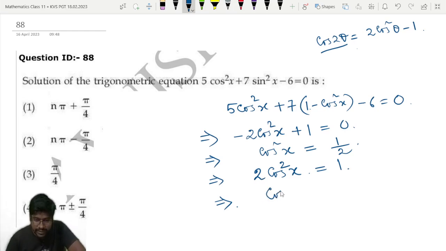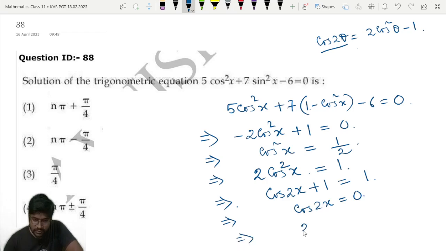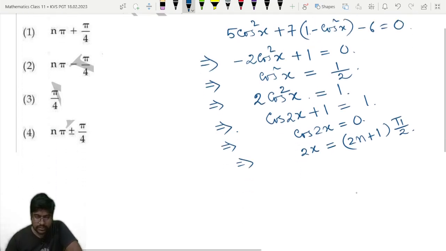So this I will write cos 2x plus 1 is equal to 1. Okay. So cos 2x plus 1 is equal to 1. So from here we can write cos 2x is equal to 0. So 2x is equal to, then what is the general solution? 2n plus 1 into pi by 2. That is 2x. 2x is equal to this.